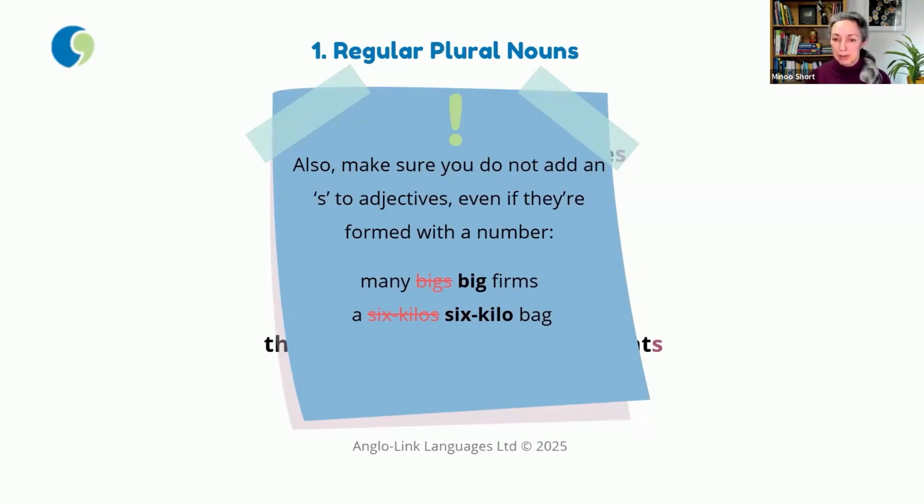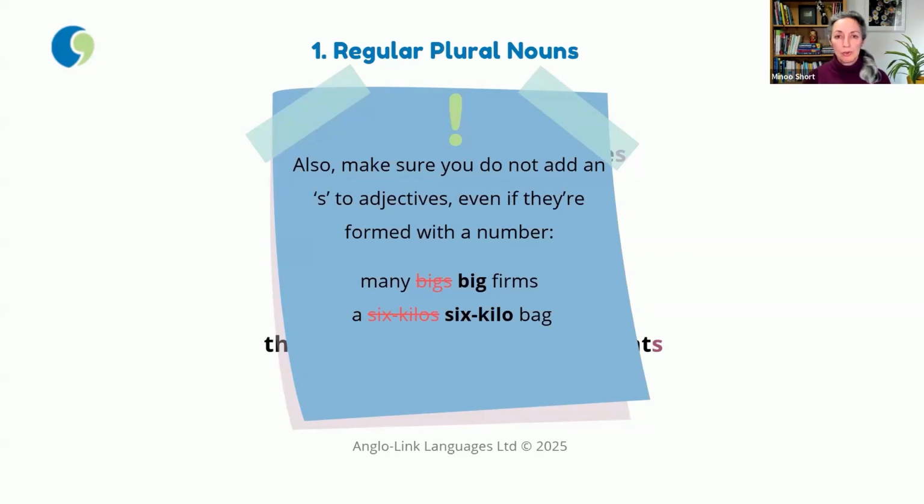Another note about the plural nouns is that you must make sure you do not add an S to an adjective, even if this adjective is formed with a number. So, for example, we have many firms, but not many big firms, many big firms, no S on the word big. Even if we have a number in our adjective, for example, 6 kilo, which is a compound adjective made from a number and a noun, we don't keep the S. We don't say a 6 kilos bag, but a 6 kilo bag.